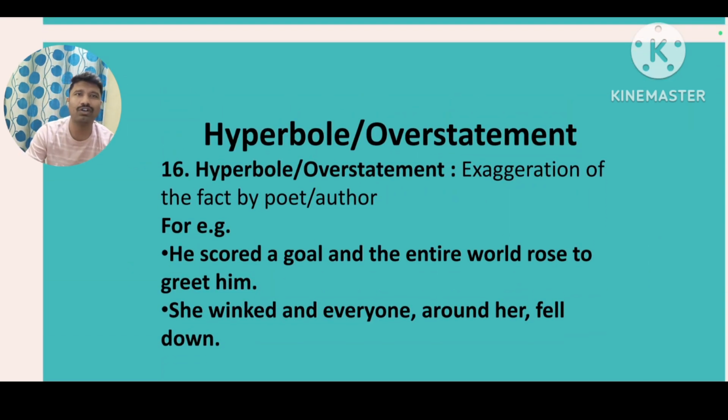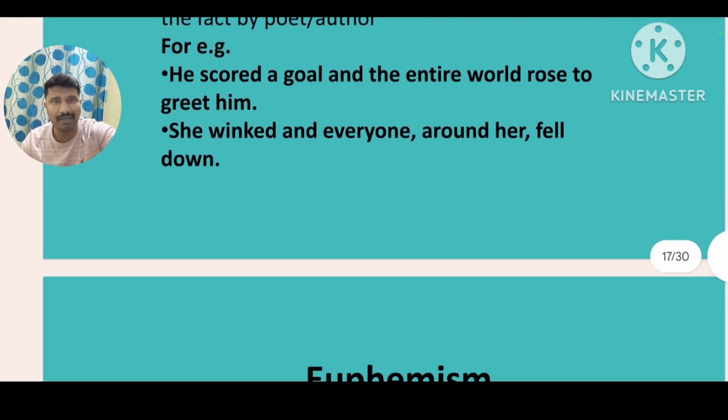Hyperbole, or we call it an overstatement. See it as a definition: exaggeration of the fact by poet or author. Example: he scored a goal and the entire world rose to greet him. See one more best example: she winked and everyone around her fell down. So this is the example for hyperbole.